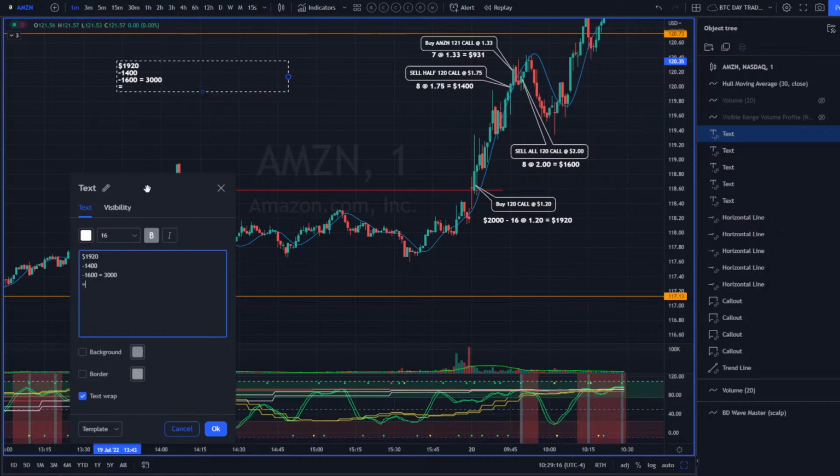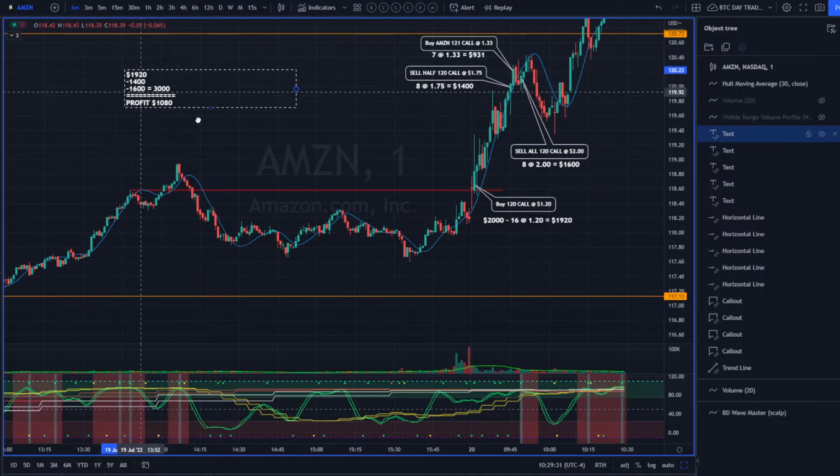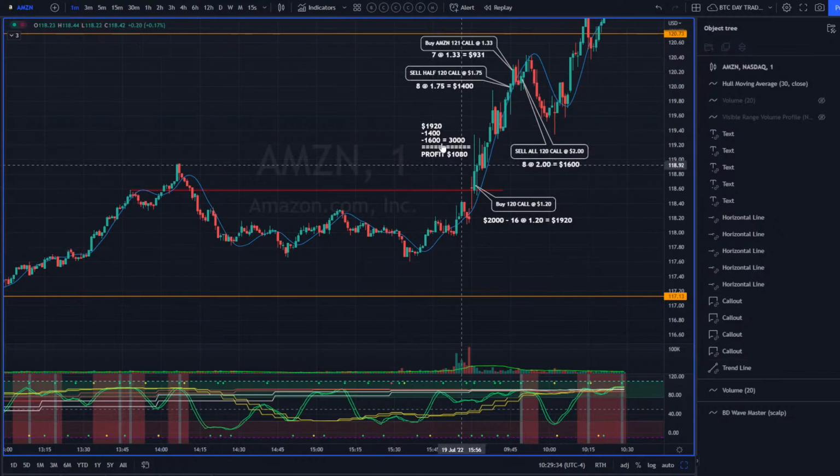And so what that amounts to is a profit. Our net profit is going to be $1,080. In that roll, we put in $931. So we have our profit of $1,080 on the 120 call. We put $931 into the 121 call, which means if that 121 call goes to 0, I still make about $150 minus commissions and fees. But this is why rolling can work.